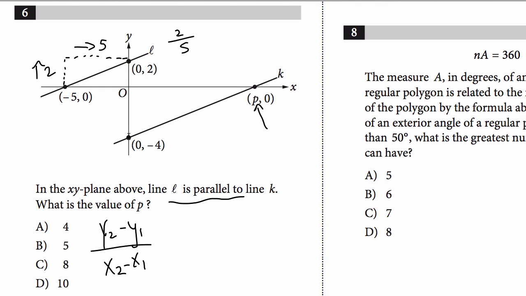So this goes up 2, over 5. So that point's got to be on the line. So that went over 5. This is going to go again up 2 and over 5. Right? So how far did we go altogether? We went 10 units to the right. So the answer is 10. And you're done. That's as easy as it gets.